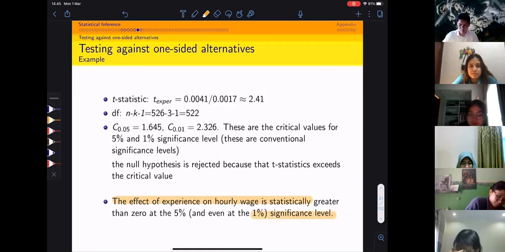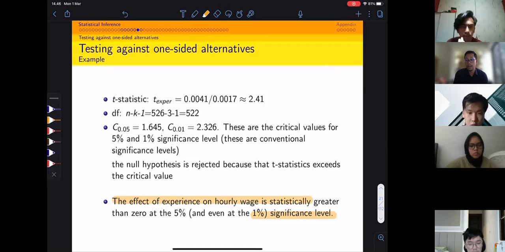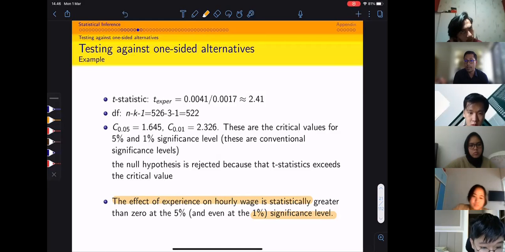If you find that it's significant at the 5% and then at the 1% level, then you want to state that it's significant at the 1% level instead. All right, so that's testing against a one-sided alternative. I provide you with an example in Stata on how to actually do a one-sided test. So if we have time, we'll revisit.